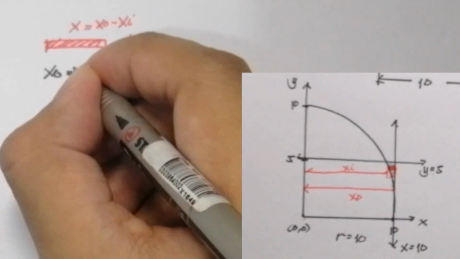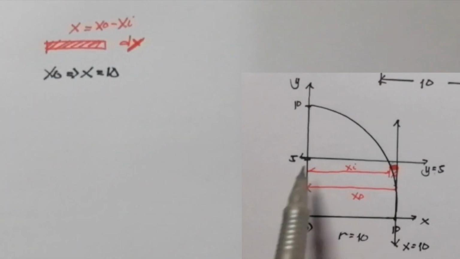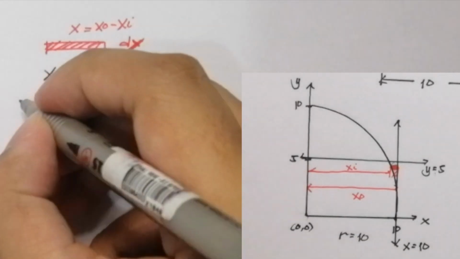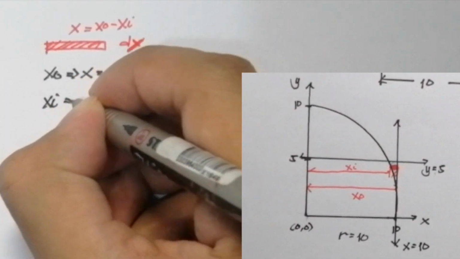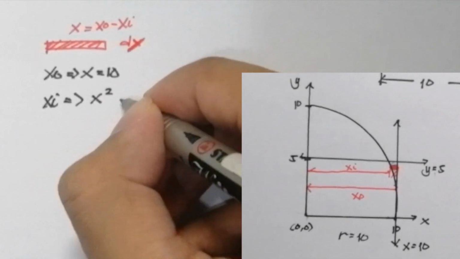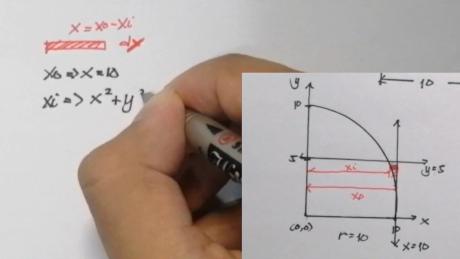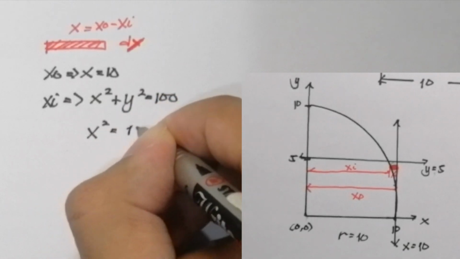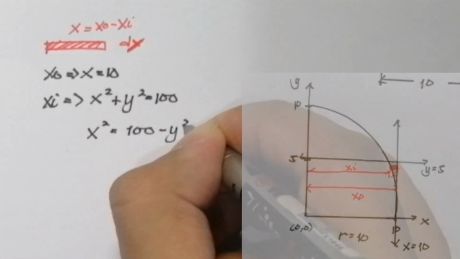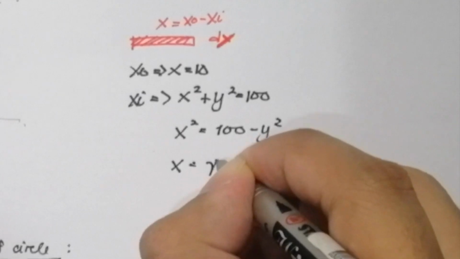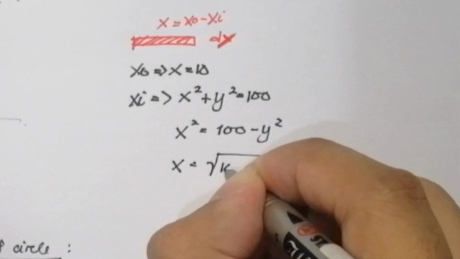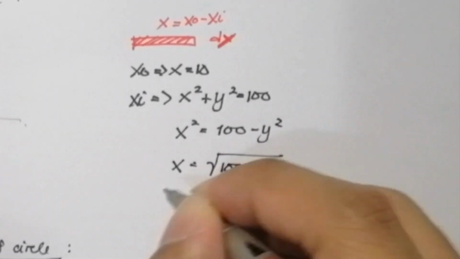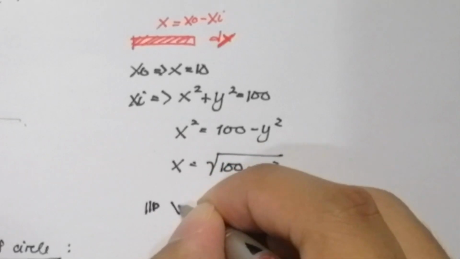So let us convert our equation. x squared plus y squared equals 100 will now be x squared equals 100 minus y squared. By simplifying, x is equal to the square root of 100 minus y squared. Our final value for the length of the horizontal strip is x equals 10 minus the square root of 100 minus y squared.